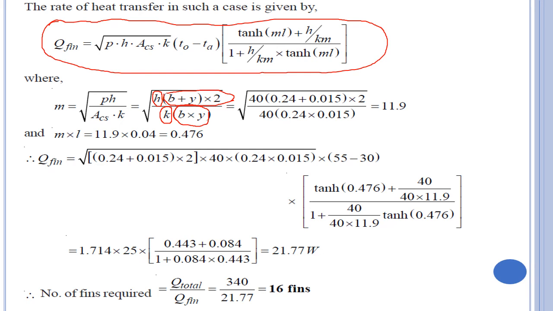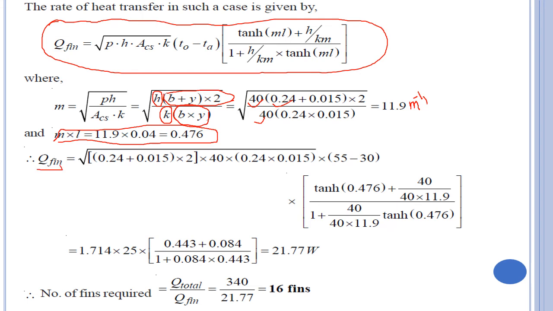So all the dimensions are available here. You can see h is 40, k is also 40, B value, Y value, these are in centimeter, we have to convert into meter, and ultimately we will get the value of m, that is 11.9, unit is meter inverse. Now m into L, what is the length, that is also known to us. So m into L value is 0.476.